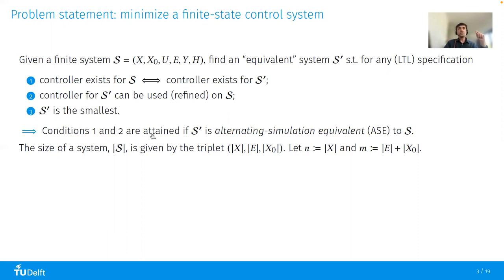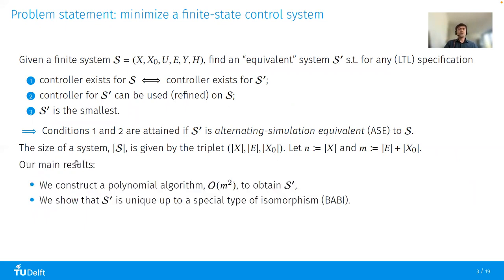Now, conditions 1 and 2 are attained if S prime is a so-called alternating simulation equivalent system to S. We define the size of a system by the triplet composed of the size of the state set, of the transition set, and of the initial state set. We prove that we can construct a polynomial algorithm, on the order of the transition size squared, to obtain this minimal system S prime, and we show that there is a unique minimal system S prime, up to a special type of isomorphism that I'm going to explain later, BABI.